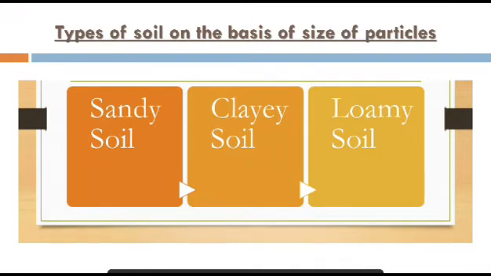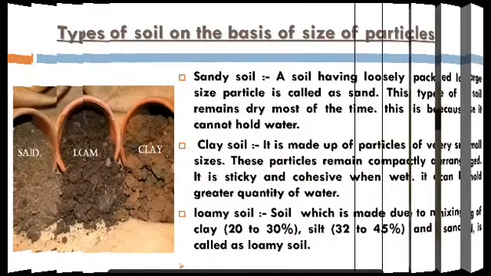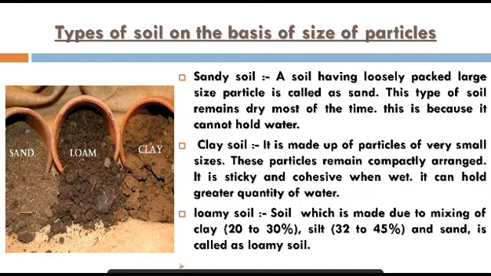On the basis of size of particles, soil can be classified into three major types. They are sandy soil, clayey soil and loamy soil. A soil having loosely packed large sized particles is called sand. This type of soil remains dry most of the time. This is because it cannot hold water. That means it has less water holding capacity.